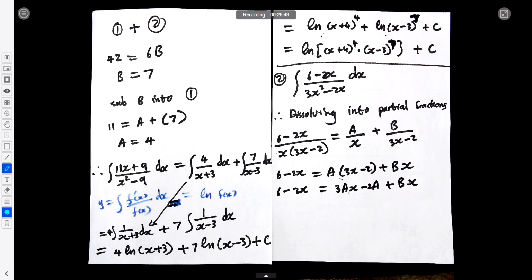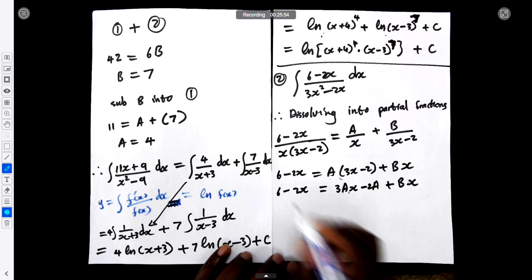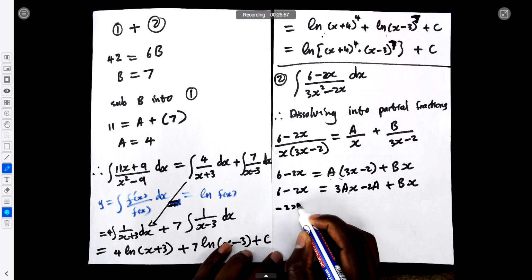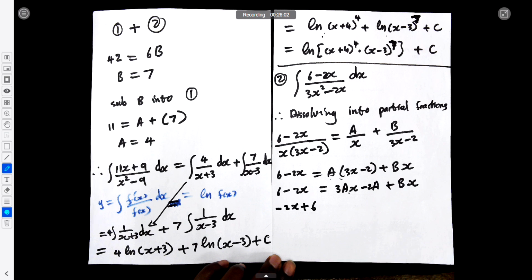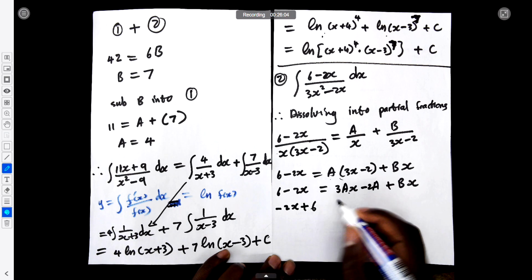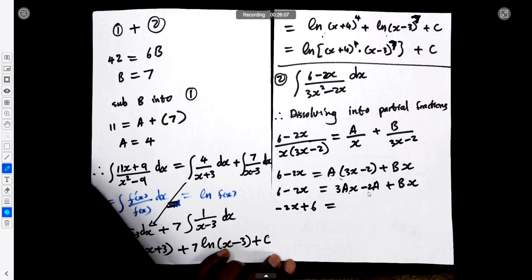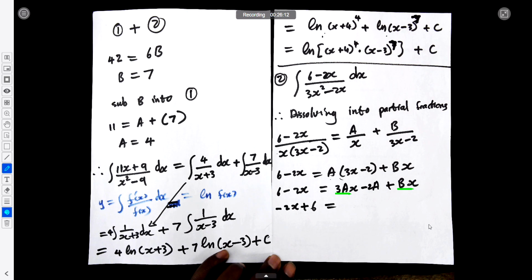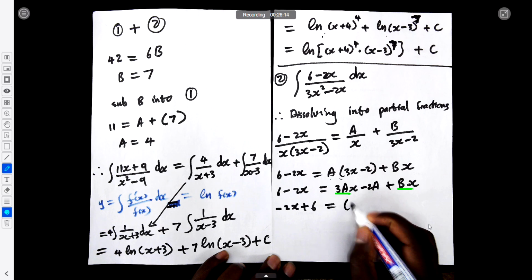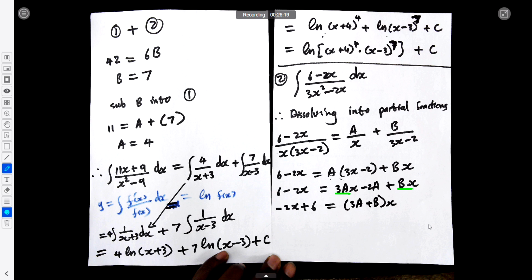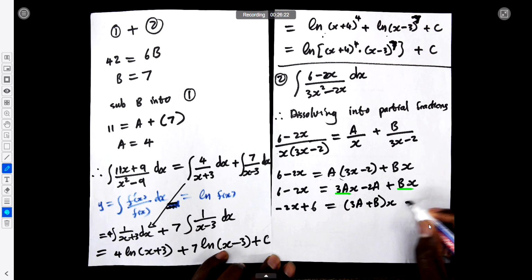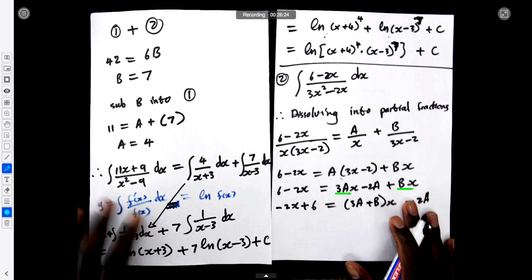So we must group the terms which consist of x and the constant on the left and right hand side. Let me start with negative 2x. Therefore, I have positive 6 there. I just rearrange the terms. On the right hand side, we see the term 3a and b have a common factor x, so we factor x out: (3a plus b) x. Therefore, the constant is just minus 2a.